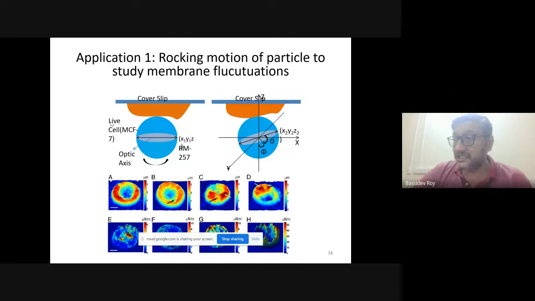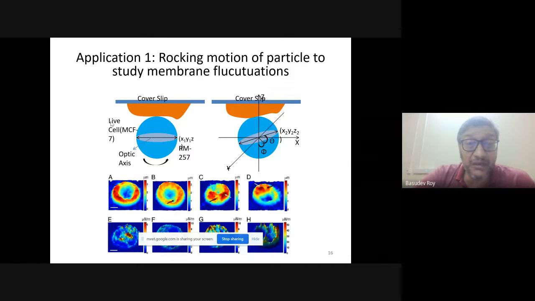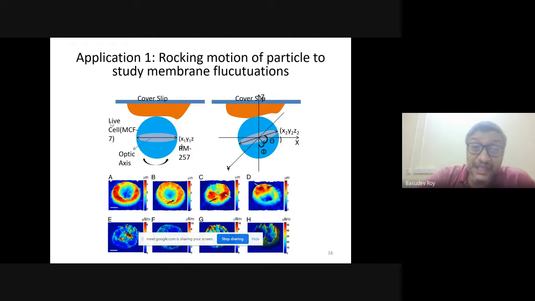The applications. This is the first application I did. Where is this useful? Where is the pitch detection useful? Actually, the pitch detection is useful where there's a dynamics change from a yaw sense. The dynamics changes when you put it very close to a surface. Then this kind of rotation will have a different kind of dynamics as opposed to the other kind of dynamics in the yaw sense.